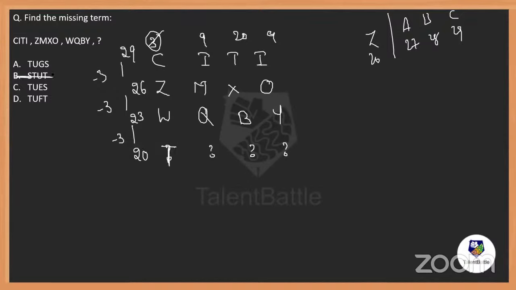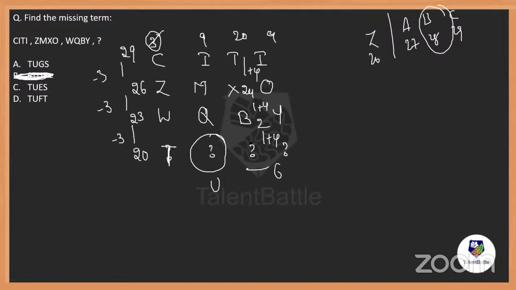Almost all of the options are having T. All the options are having U in the middle, so I'm not going to check this one. I will check the next one. T is 20, then 20 plus 4 is 24. 24 plus 4 is 28, which is nothing but B only. B can even be considered as 28. Okay, so it is plus 4. So 2 plus 4 is 6 now. 6 means what? It is supposed to be F.